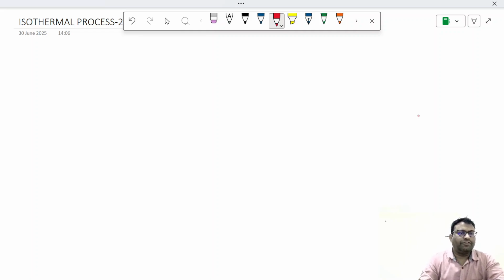In this session, we are going to learn about isothermal process. Iso means same, thermal means temperature. The process which occurs at same temperature. In this process, what is constant? Temperature is constant.